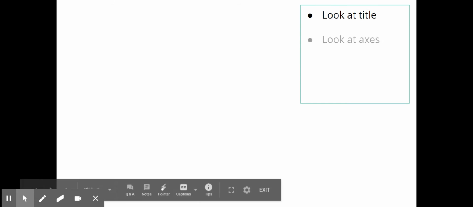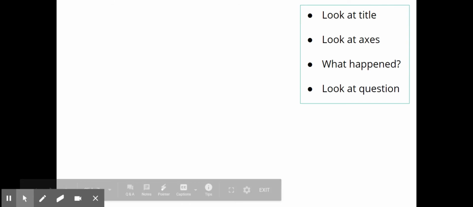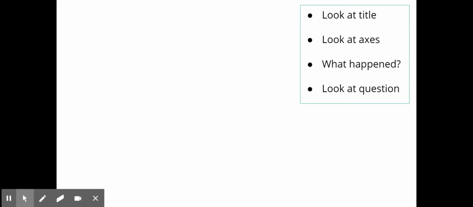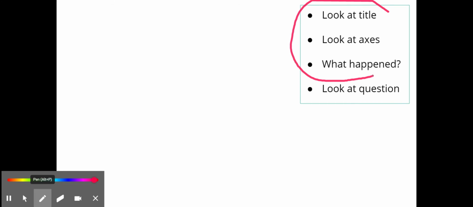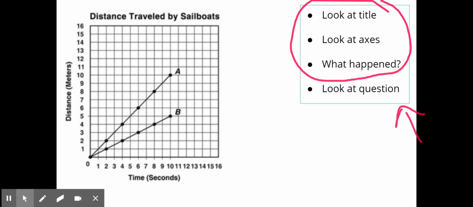All right, so we're going to continue working with these questions of looking at the title, looking at the axis, what happened, and then we're going to look at the question, because of course we do have multiple choice questions on our EOG and such. So we're going to try to get into the habit of doing this routine first, before I even look at the question, so that I make sure that I get the question right. All right, so let's look at this right here.